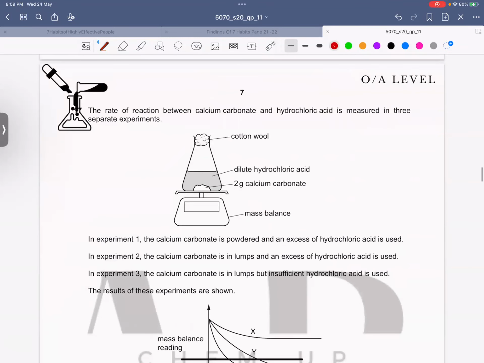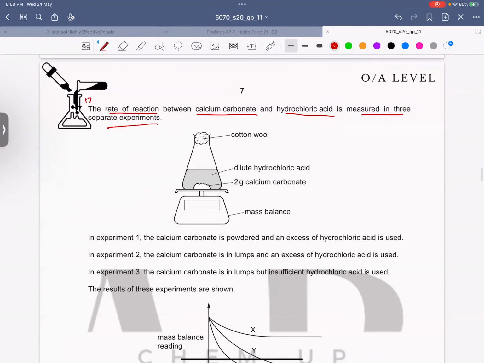Now, question number 17. The rate of reaction between calcium carbonate and hydrochloric acid is measured in 3 separate experiments. In experiment 1, calcium carbonate is powdered and an excess of hydrochloric acid is used. So it means all the calcium carbonate would dissolve and the maximum quantity of carbon dioxide would form.